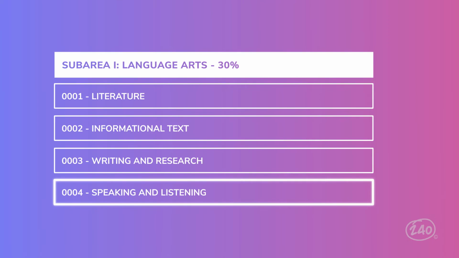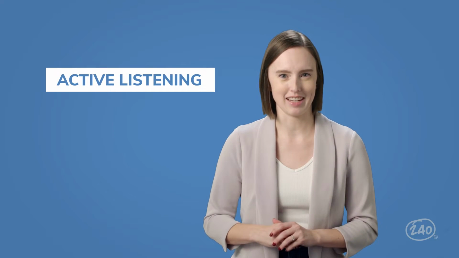Just one more competency left in the language arts sub-area. Let's get to it. Competency 4 is all about speaking and listening. You'll demonstrate knowledge of language, as well as techniques for presenting information and participating in discussions. Are you listening? Because it is essential that you know about active listening.